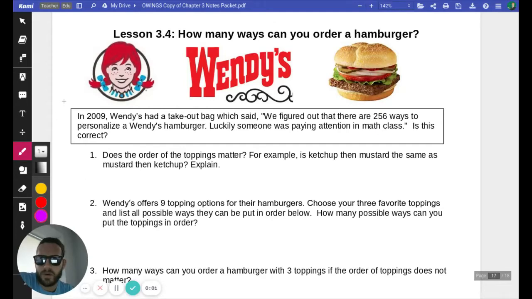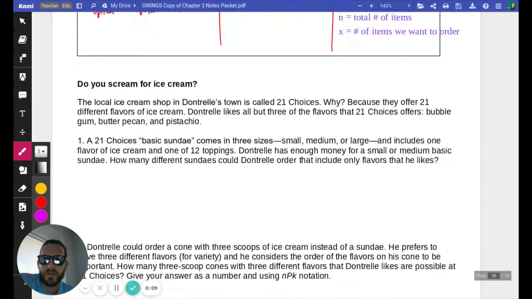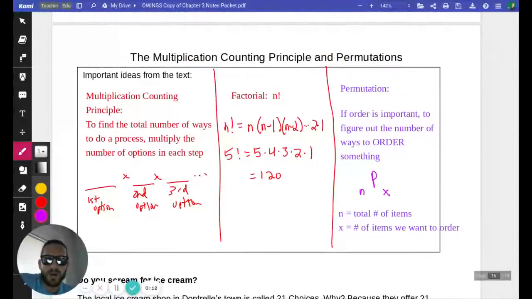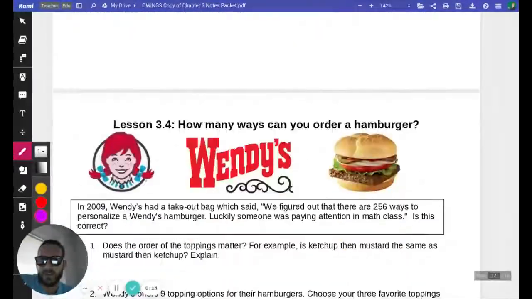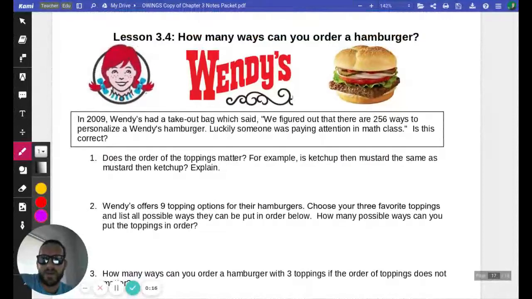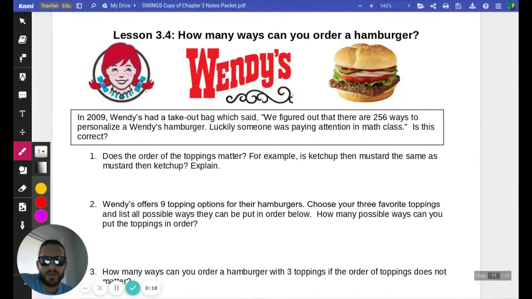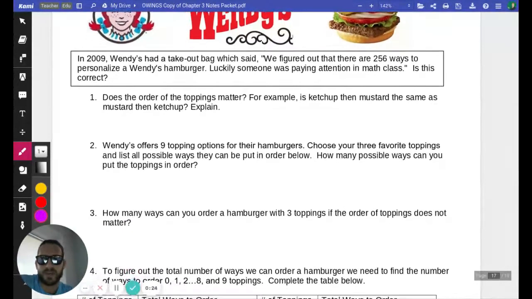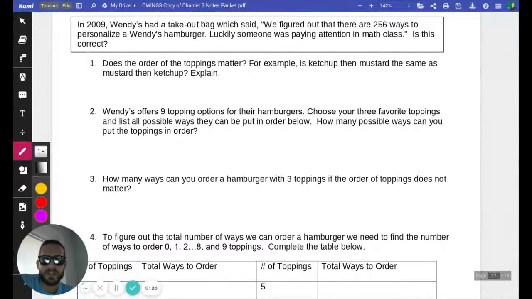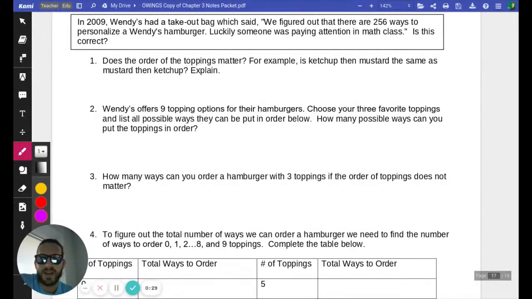In this probability video, we're going to start talking about figuring out how many options we have if order does not matter. We talked about permutations last time, where order does matter. Now we're going to get into where order does not matter. Wendy's had a takeout bag a few years ago that said there are 256 ways to personalize a Wendy's hamburger. Luckily, someone's paying attention to math class, so we're going to analyze that.